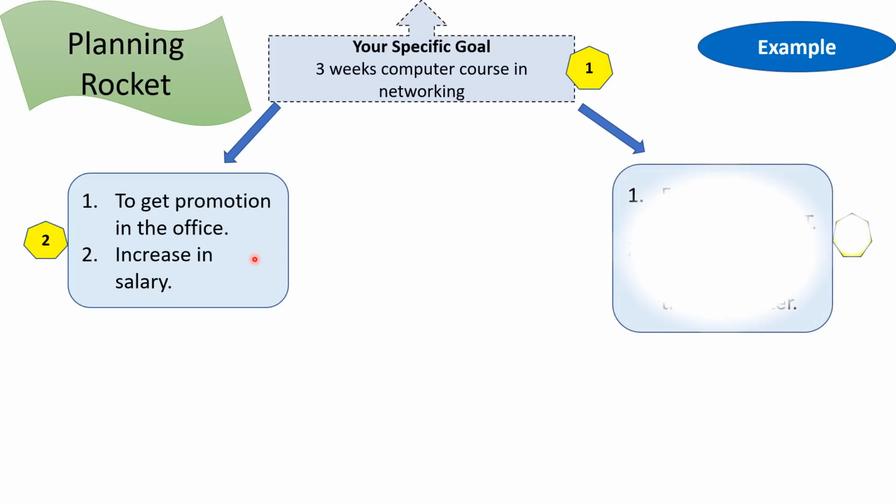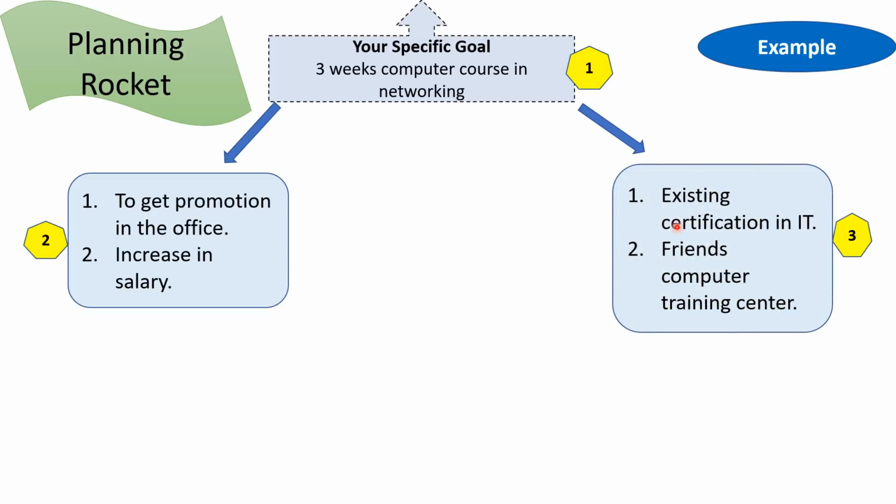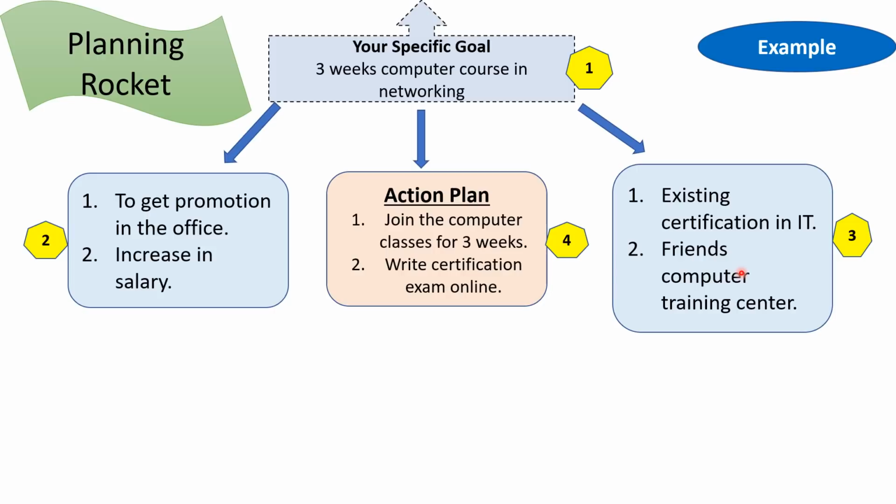Then what are the resources he needs? What are his strengths? He already has an existing certification in information technology. Another good resource he has is that his friend has a computer center. Now he has to design an action plan. What is the action plan here? He has to join the computer classes for 3 weeks, because it's a 3-week course. Then he has to write a certification exam, and it should be online.